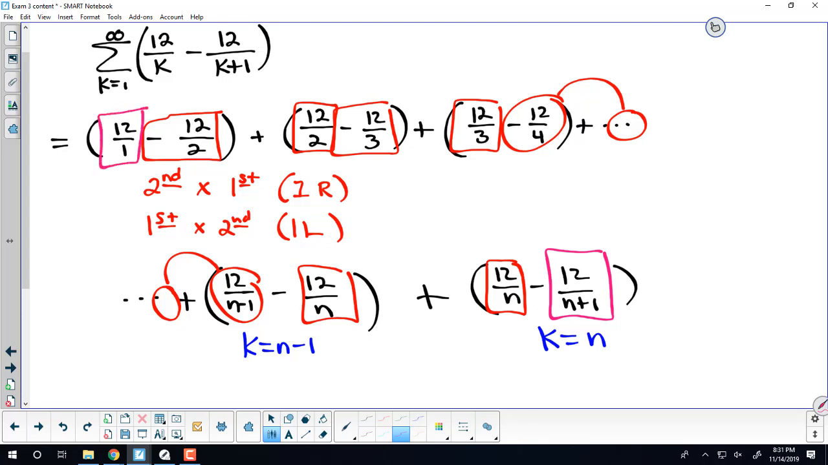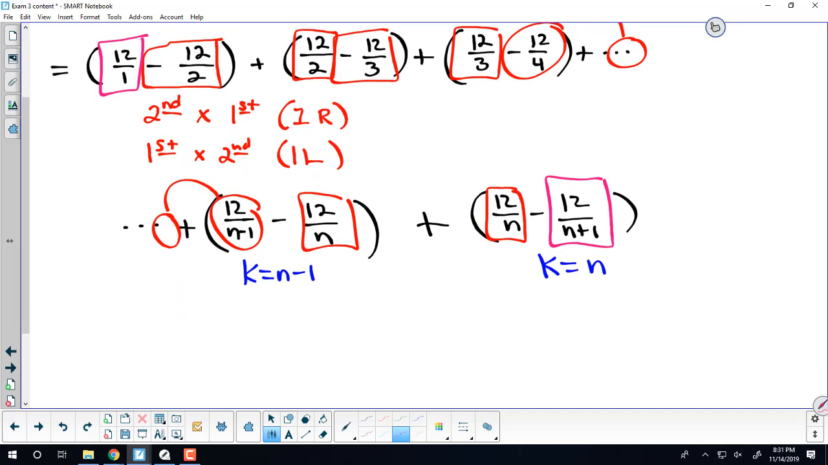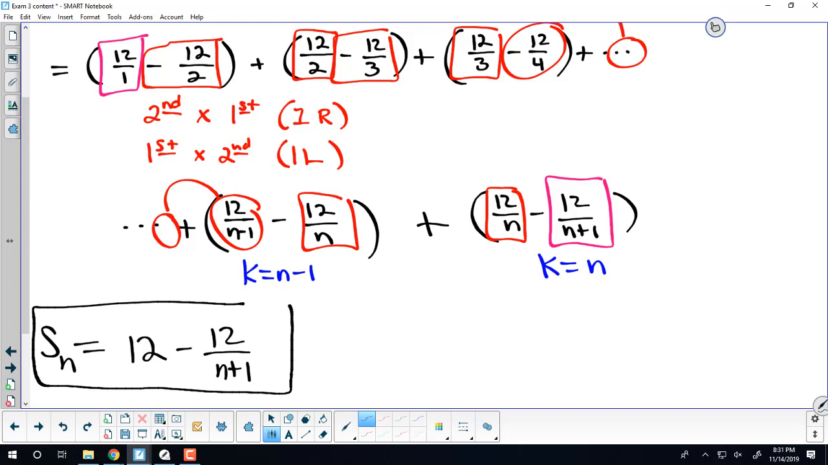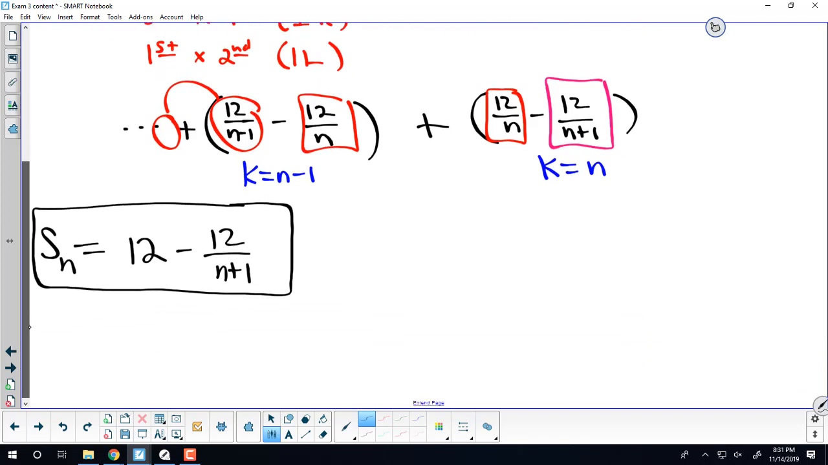So what's the nth partial sum for this telescoping series? It's 12 over 1 minus 12 over n plus 1. That is S sub n. And then the limit as n approaches infinity of the nth partial sum is the sum of the series. So that's the sum of our series at this limit at infinity.